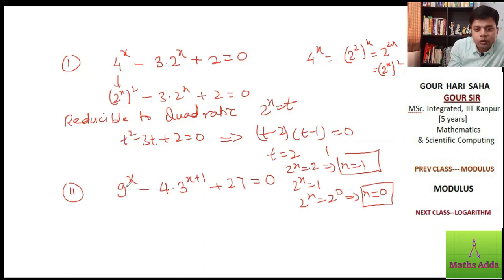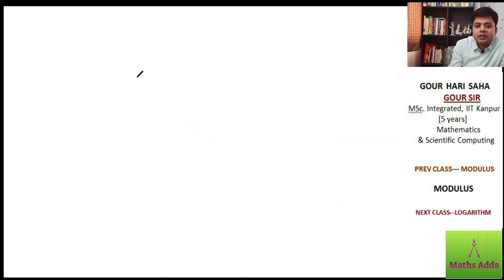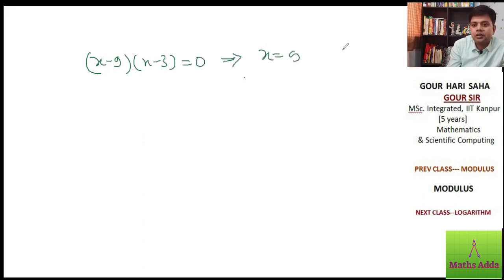Now I will be solving the second one. Second one is 9 to the power x. It will be 3 to the power x whole square minus 4 into 3 to the power x times 3, you can write 3 to the power x plus 1, and then plus 27 equal to 0. Why am I doing that? I see a 3 to the power x term here, so I must have a 3 to the power x term here so that I can convert it to quadratic. Now put 3 to the power x is equal to t, so it will become t square minus 12t plus 27 equal to 0. Now factorize to t minus 9 into t minus 3 equal to 0. So two answers for t: t is equal to 9 or 3.